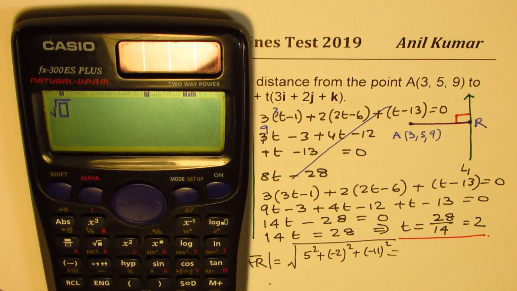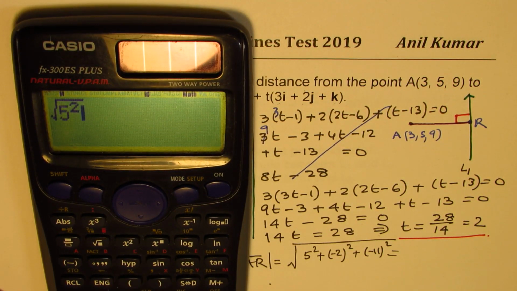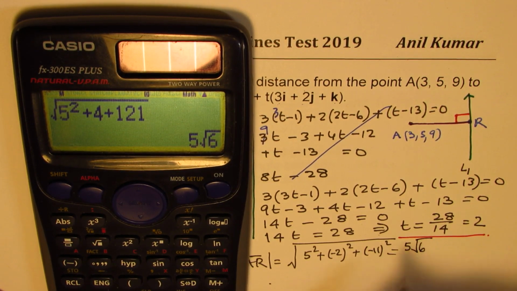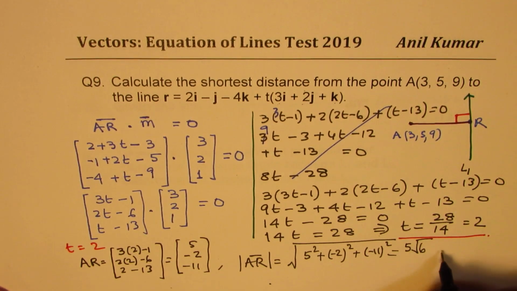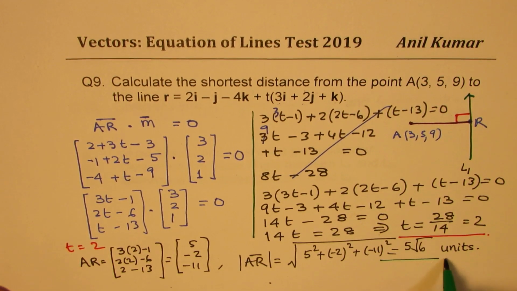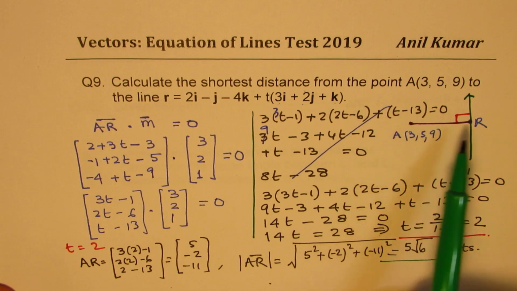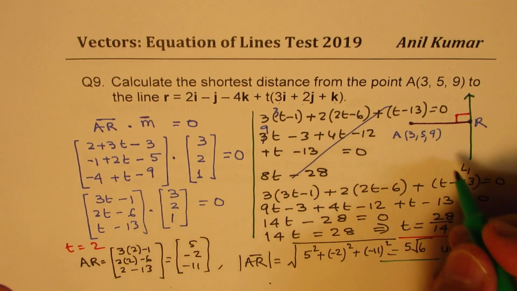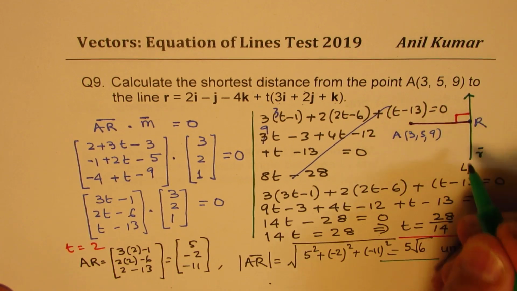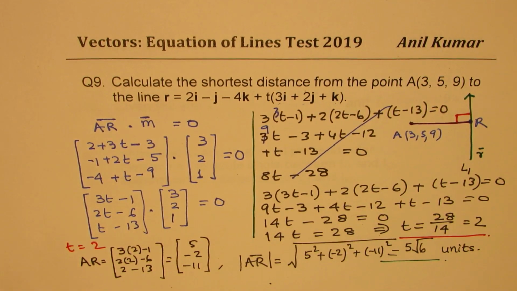So we have square root of 5 squared plus 4, plus 121, which is equal to 5 root 6. So that is the exact value of this particular answer. I hope it is absolutely clear. The idea is you have to find a point R on the line so that AR is perpendicular to the line given to you, right? So this is the line given to you. Once you have the point R, you can find the distance using the distance formula.